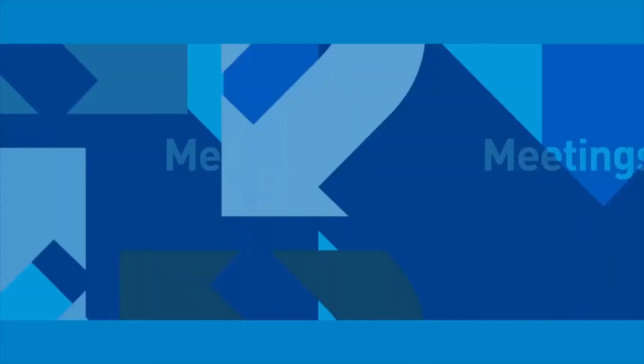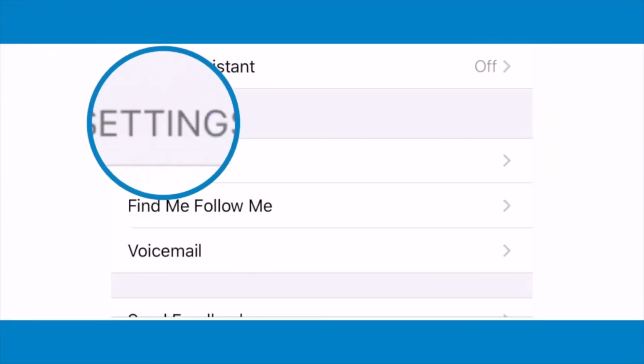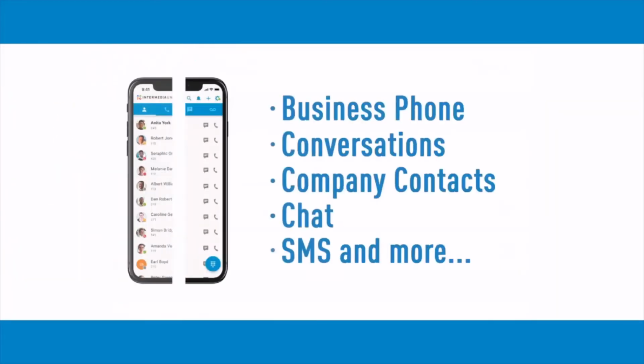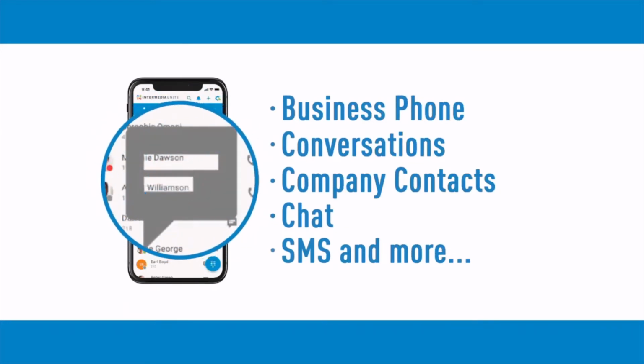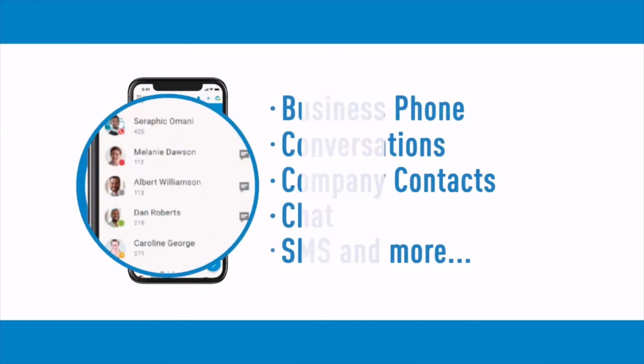To access your files and launch meetings on the go, head to Settings in your Unite app. The Unite mobile app brings together your business phone, conversations, company contacts, and more into the palm of your hand, providing you with the freedom and flexibility to work from anywhere.